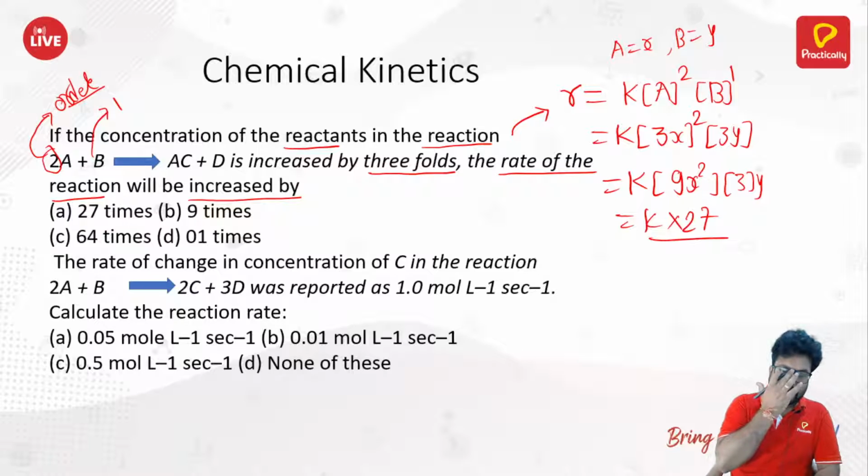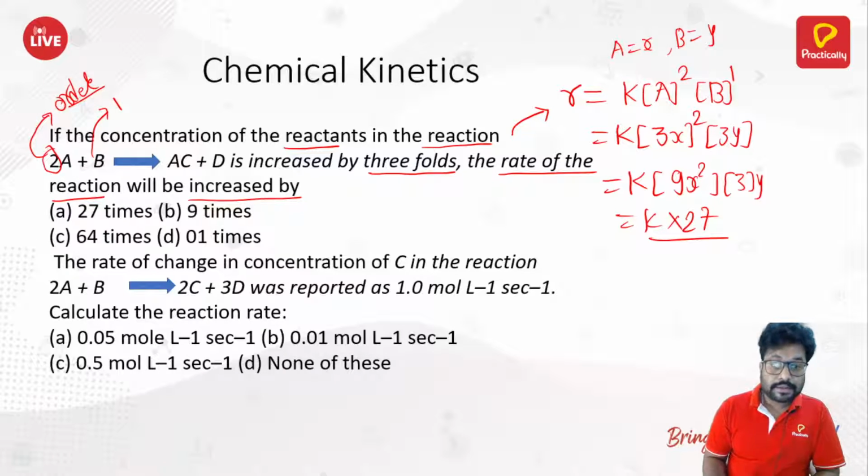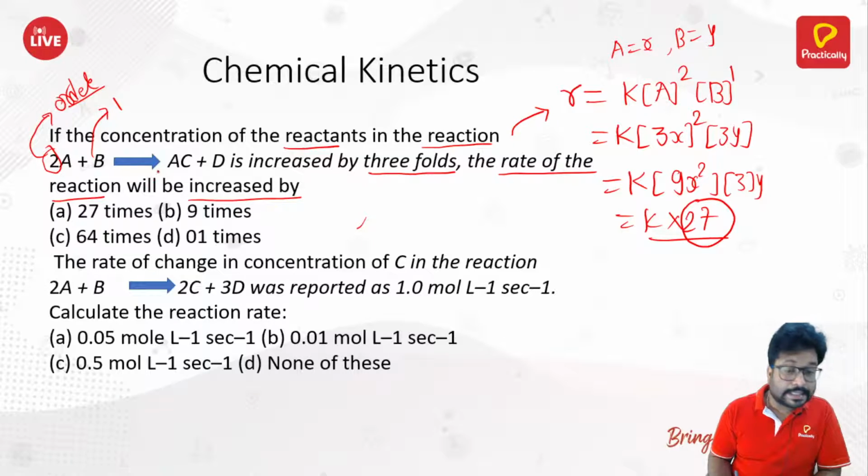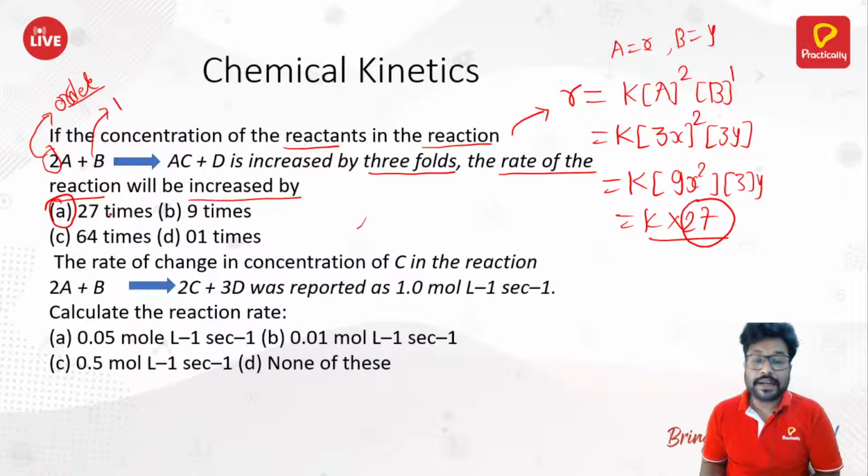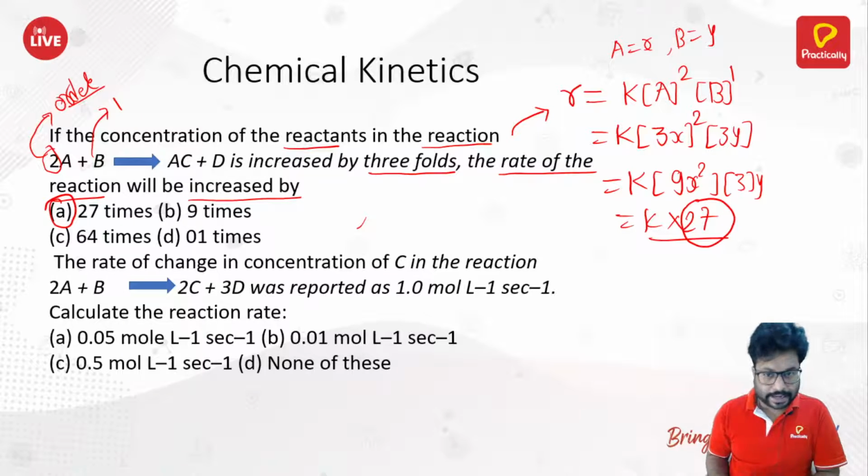So that means when the concentration of reactants is increased by 3 folds in this particular reaction, the rate of reaction increases by a factor of 27. That is why the rate of reaction is increased by 27 times in this particular case. That is why our answer here is 27, option A.